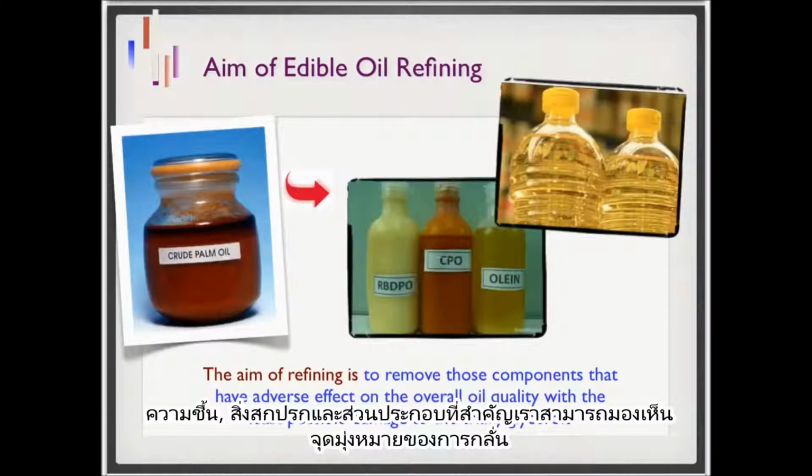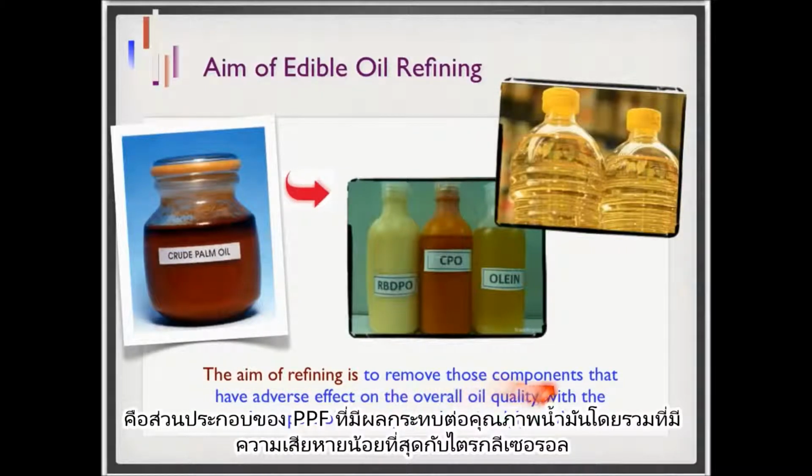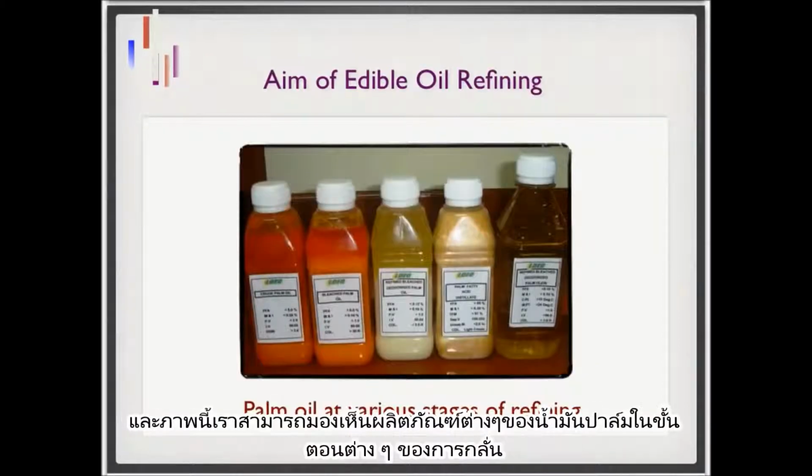So in essence, we can say that the aim of refining is to remove those components that I mentioned in the previous slides that can have adverse effect on the overall oil quality with the least possible damage to the triacylglycerol. In this picture, you can see various palm oil products at various stages of refining.